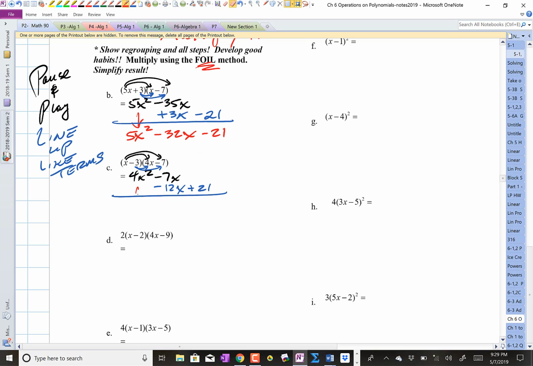All right. Add vertically, so we get 4x squared. Negative 7 and negative 12 is a negative 19x. A negative plus a negative is a bigger negative, and then plus 21.